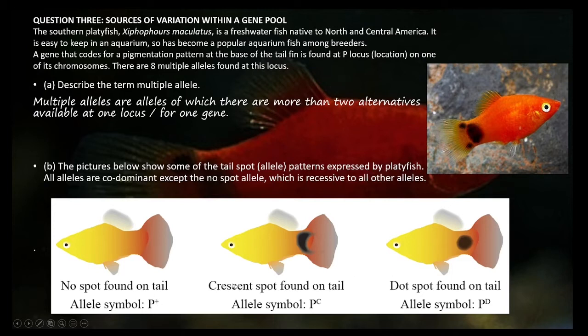The crescent spot found on the tail is pattern crescent, and then we have over here pattern dot. Alright, so dominant, and this is recessive. But when these are together, it'll be codominant. So the picture below shows some of the traits, patterns. All the alleles are codominant except the no spot, which is recessive to all other alleles. Okay, so we got an A already. Woo.